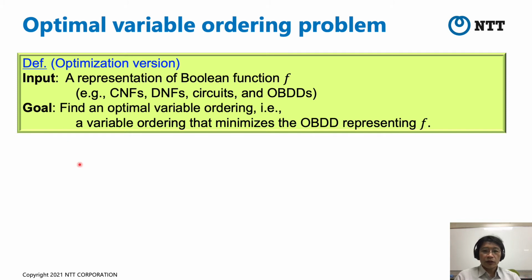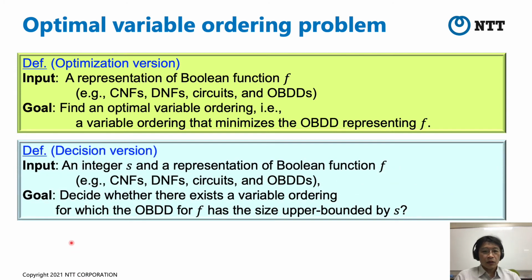We will show a quantum algorithm for this problem. We can define the decision version naturally, but in this talk, we do not deal with the decision version.